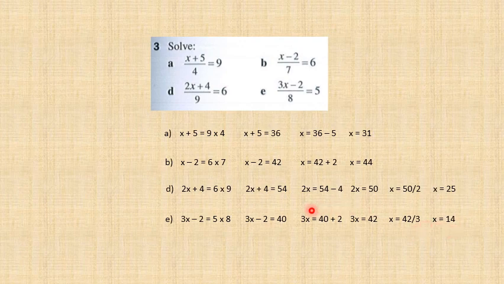And again, I'm just making sure of something here. If you want to make sure of your answer, you can just substitute. Like here, for example, in question D, I will remove x and put 25. So 2 times 25 equals 50. 50 plus 4 equals 54. 54 divided by 9 equals 6. So I'm right. So x equals 25. Yes, I'm correct.